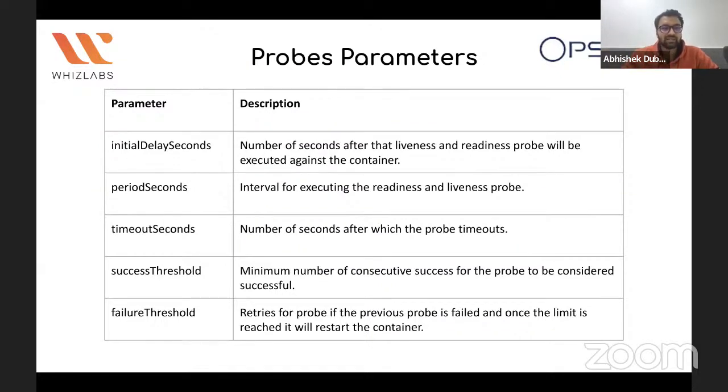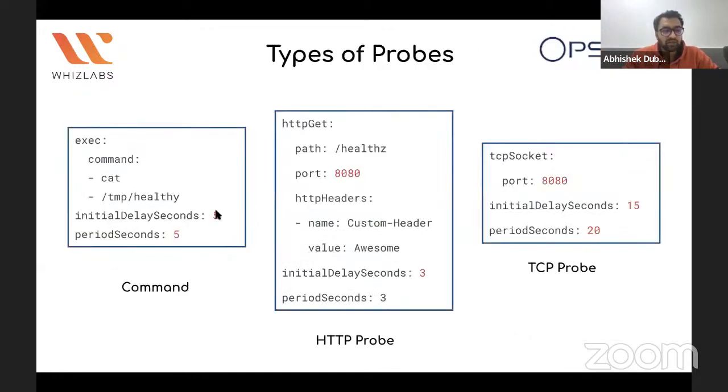Then we have period seconds. So after making this request, at what interval do I want to make a readiness or liveness probe check? For example, let's take a liveness probe. Inside the liveness probe, my application is running, and every 5 seconds I'm checking whether my application is running or not. For example, if you see here, I have defined an HTTP handler where I'm defining the path /health, the port is 8080, and the headers are these.